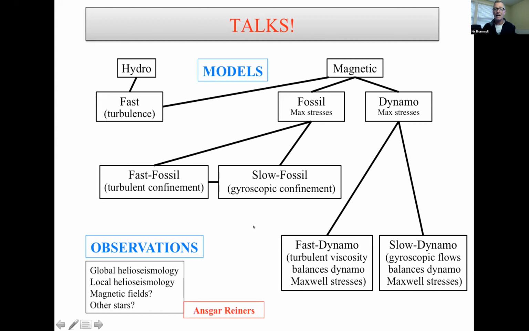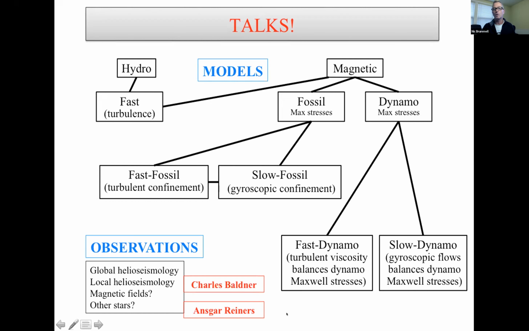So Ansgar Reiners is going to start us off. COFFIES is not only supposed to be about the sun, it's supposed to be motivated by other stars, to inform our information about other stars and to learn from other stars. And Ansgar Reiners is going to give us a broader picture of that with stellar magnetism in a broader sense.